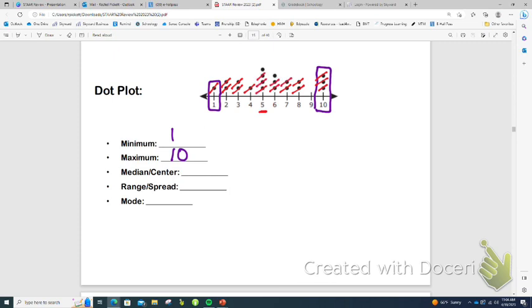Well, now I've got 2 dots left in the middle. One's on 5 and one is on 6. So if you have 2 dots in the middle, that's when you need to do 5 plus 6, and then divide that by 2. 5 plus 6 is 11, and 11 divided by 2 equals 5.5. So that is our actual median.